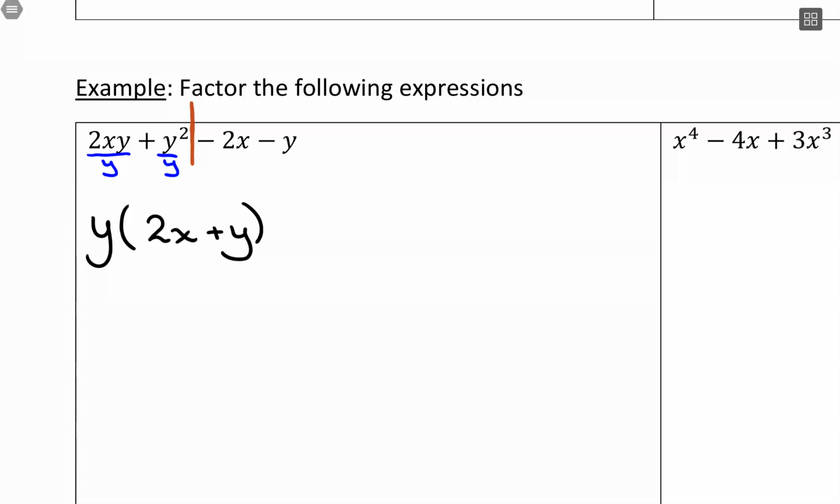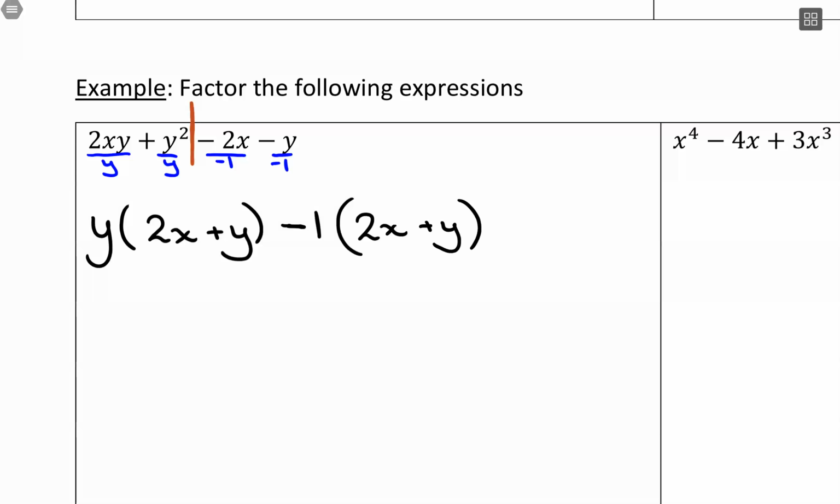And on the right-hand side, for a common factor, since the leading term is negative, my common factor will be negative. Then there's nothing numerical, and there aren't even variables that are the same. So all I'm really going to be taking out is a negative 1. So we're essentially going to be dividing by negative 1, divide by negative 1. So that'll make a positive 2x and a positive y.